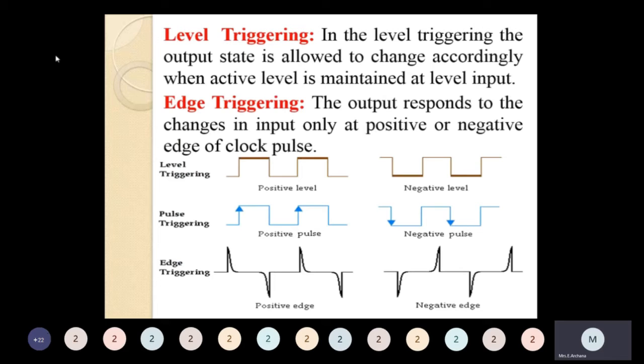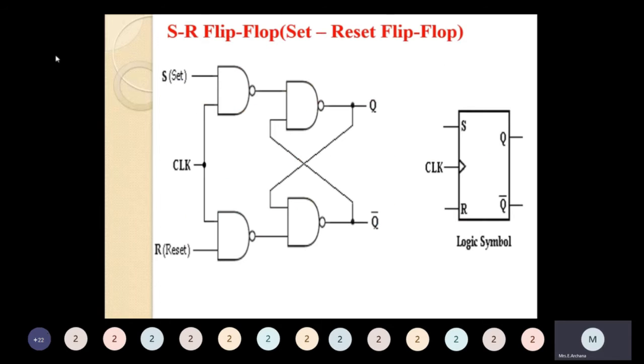Next we are going to see about level triggering and edge triggering. Level triggering: the output state is allowed to change accordingly when the active level is maintained at the input level. Edge triggering: the output responds to changes in the input either in a positive or negative edge of a clock pulse. This is the diagram for level triggering, pulse triggering and edge triggering: positive level triggering, negative level triggering, positive pulse triggering, negative pulse triggering, positive edge triggering and negative edge triggering.